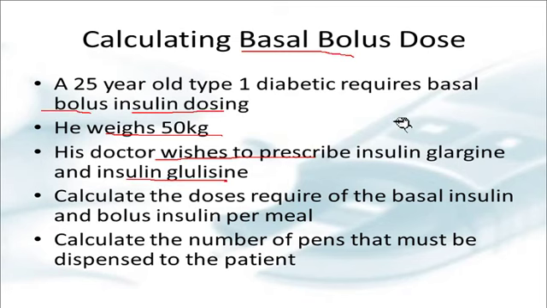So that insulin glargine, as we are well aware, is our long-acting insulin analog, and our insulin glulisine is our rapidly acting insulin analog. And this was the first basal bolus dosing that we spoke about, the one that is probably the best and the most physiological, and the one that you'll most commonly come across in private practice. So calculate the dose required of the basal insulin and the bolus insulins per meal. Calculate the number of pens that must be dispensed to the patient.